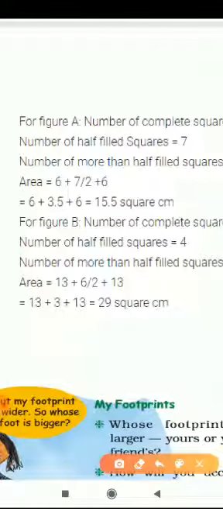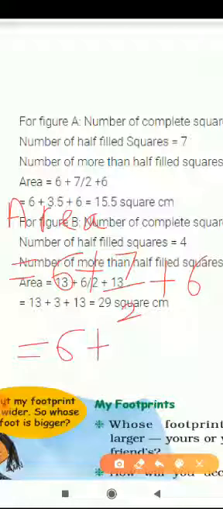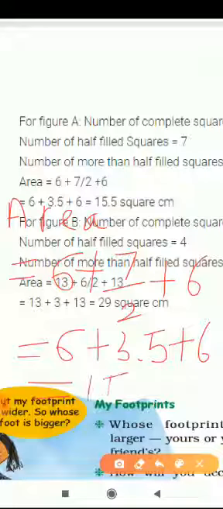Here we can find the area like this. Area is equal to the number of complete squares, that is 6, plus the number of half filled squares, so I am dividing 7 by 2, plus the number of more than half filled squares, that is 6. So let's solve this. 6 plus 7 by 2, you have to divide 7 by 2, you will get 3.5 plus 6. Now add these three numbers, you will get 15.5.